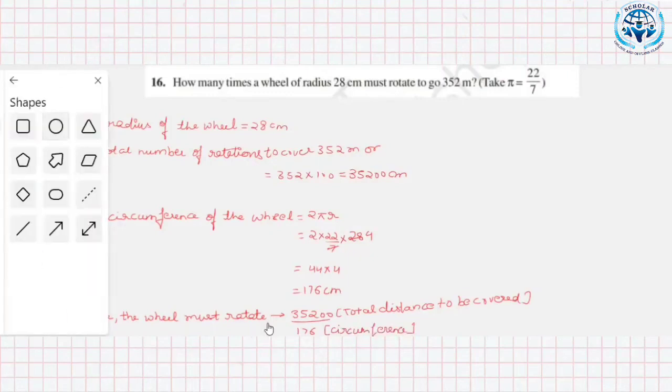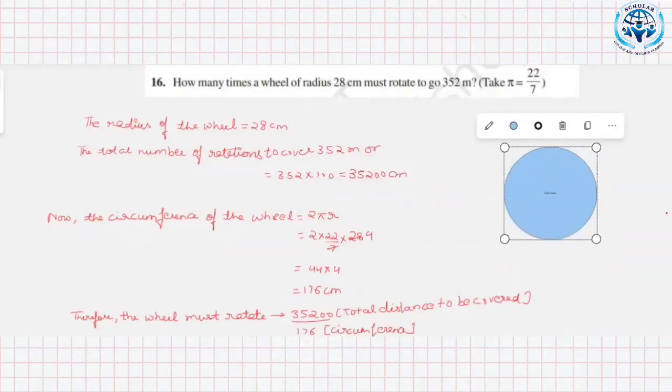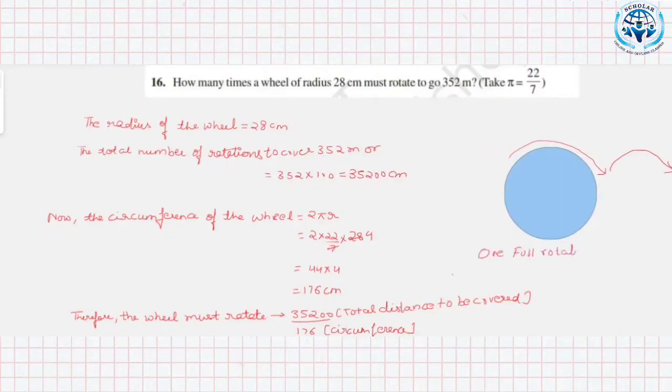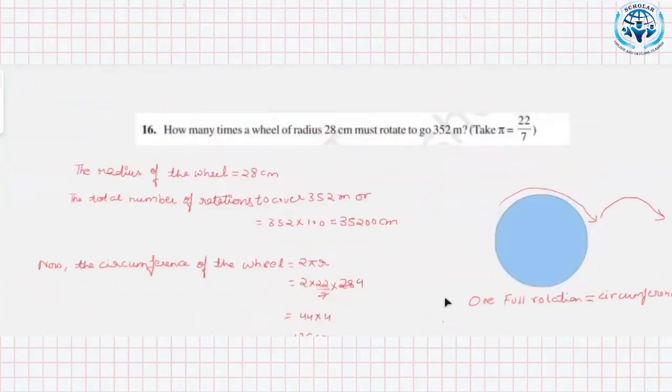Suppose this is a wheel. When it rotates, it covers this full rotation, that means circumference. The total number of rotations is 200. That means the wheel must rotate 200 times to cover the distance 352 meter or 35,200 centimeter.